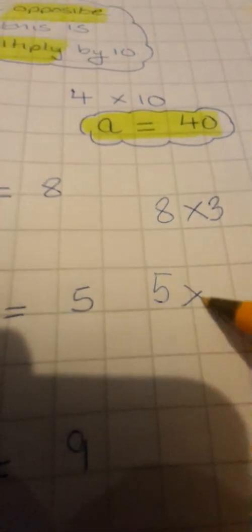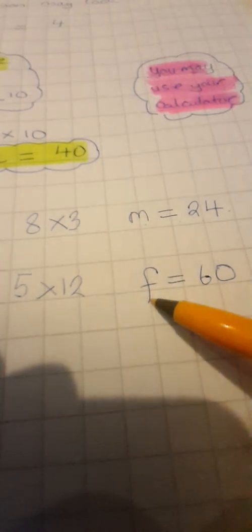So this one, the opposite of this is multiply by 12. So you take your 5 and you multiply by 12. So 5 times 12 is 60. So this missing value, F, equals 60. It's important that you write your answer in the correct way as well, that you write it as the letter equal to the answer.